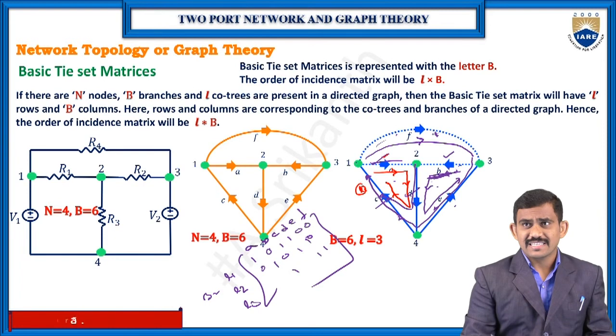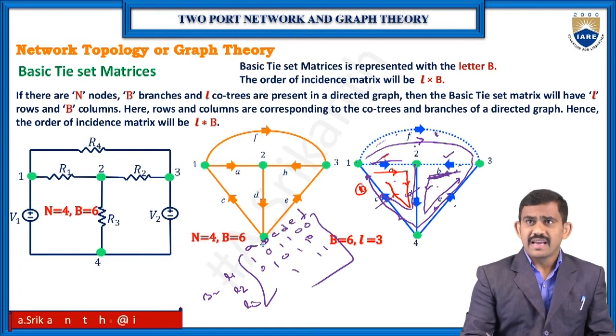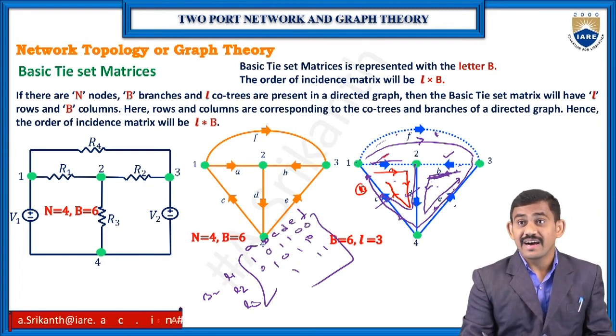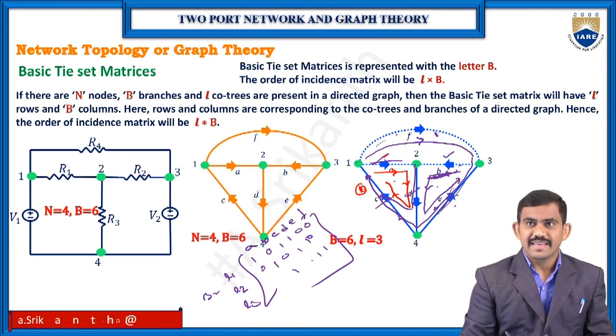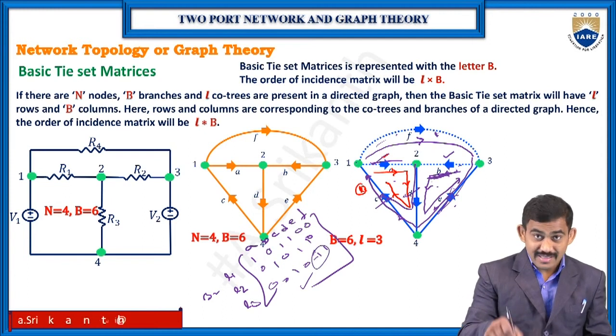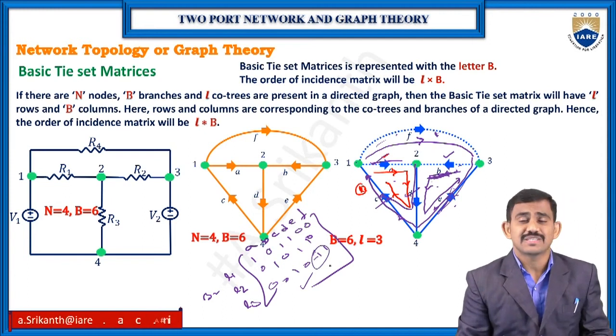Now F direction is positive, which means it's a co-tree, and E direction is reverse. So F is positive but E is reverse. Reverse means we have the -1. For E we have the -1, remaining are zeros. And C is again the same direction, so C is plus. So only E is minus. For this original graph, E is the only minus value.